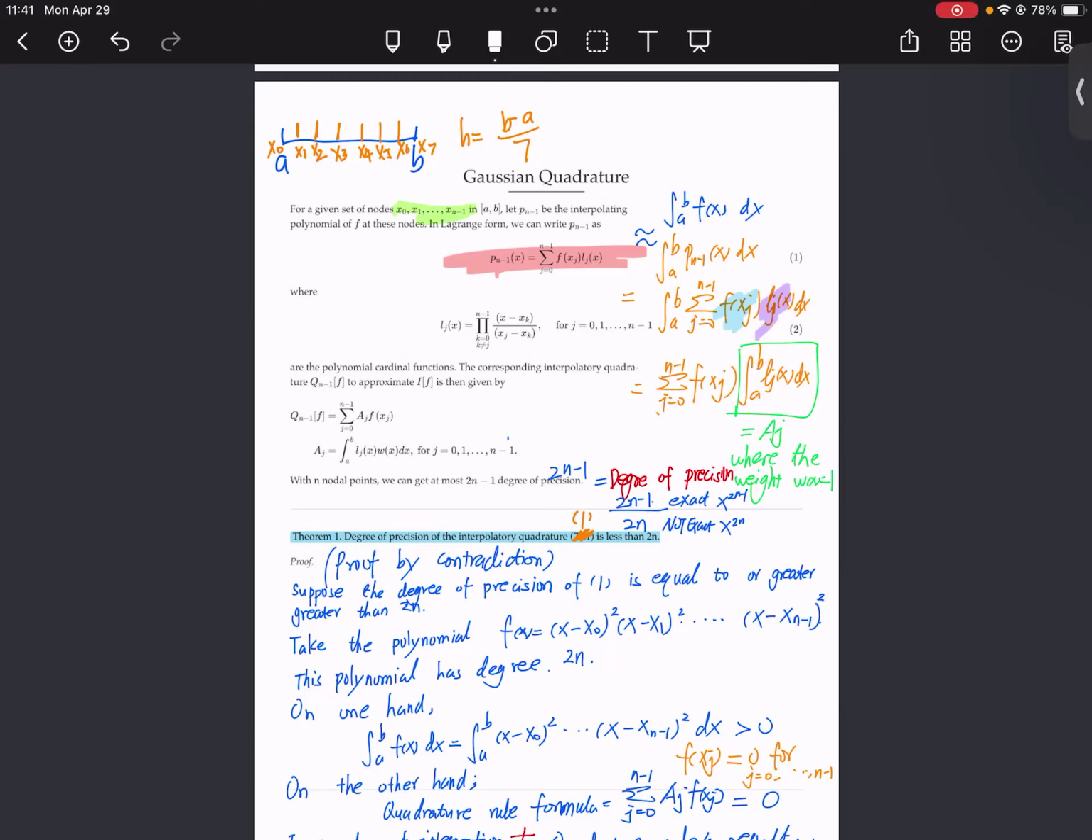here we have n nodal points, right? For this one, although the numeration here is n-1, we have n nodal points, right? And then the accuracy is 2n-1.